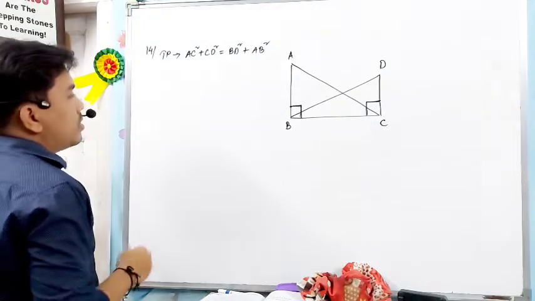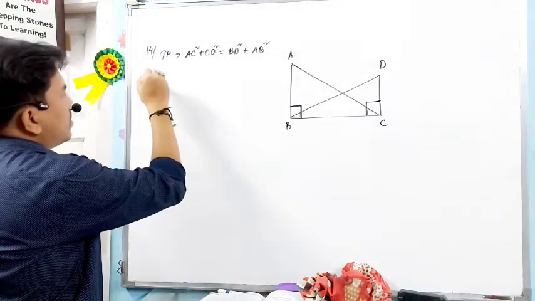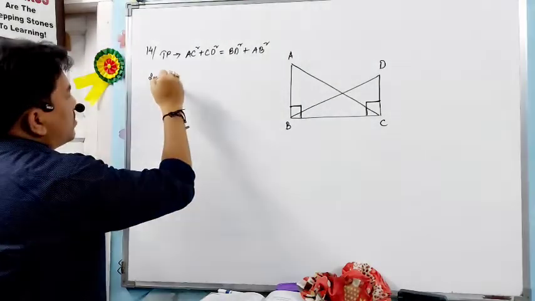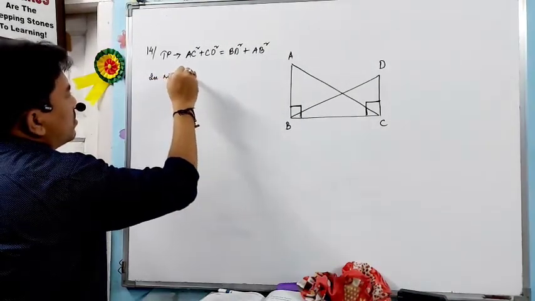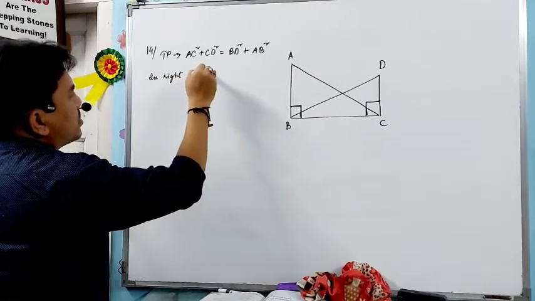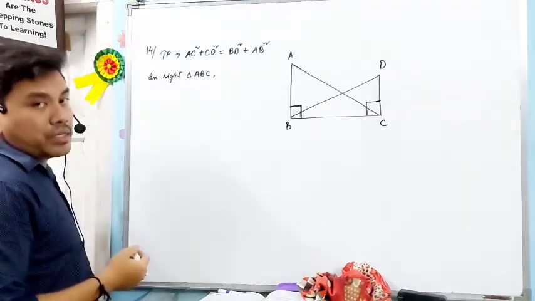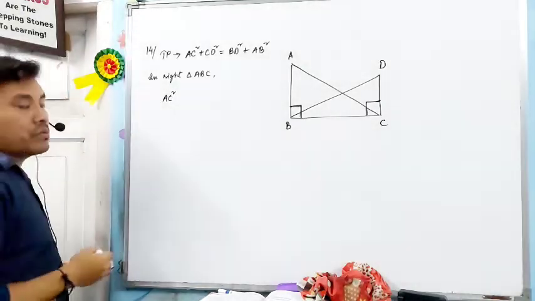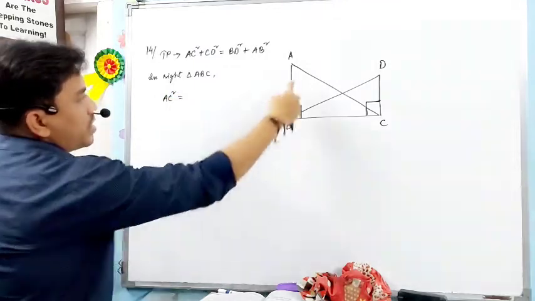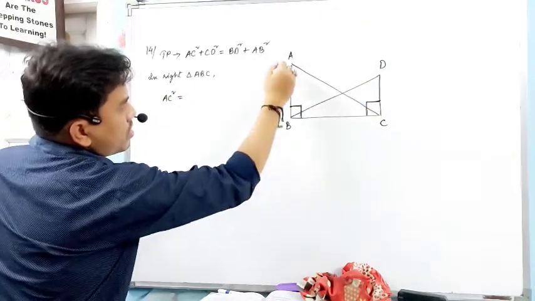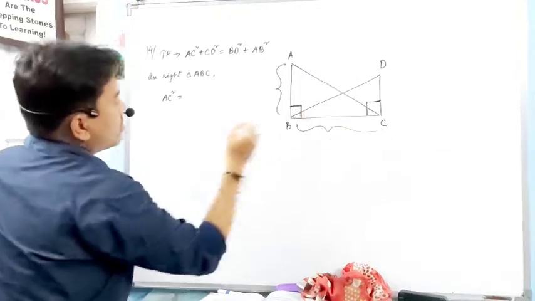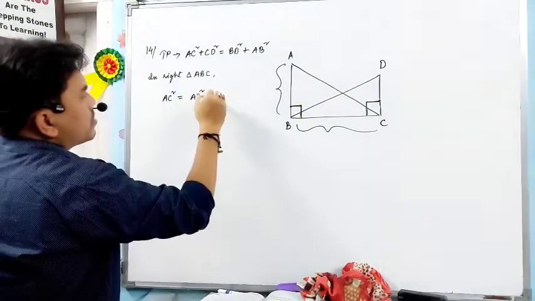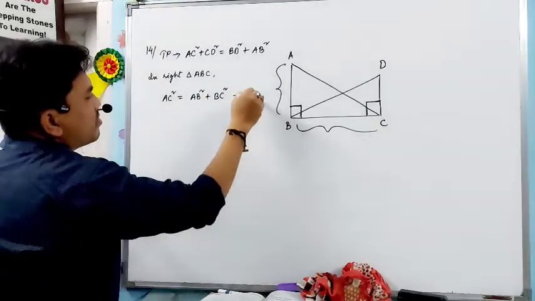Now in right triangle ABC, ABC is a right angle triangle, isn't it? AC is the hypotenuse. So AC square will be equal to what? What are the other two sides? AB and BC. So AB square plus BC square. That is equation number 1.